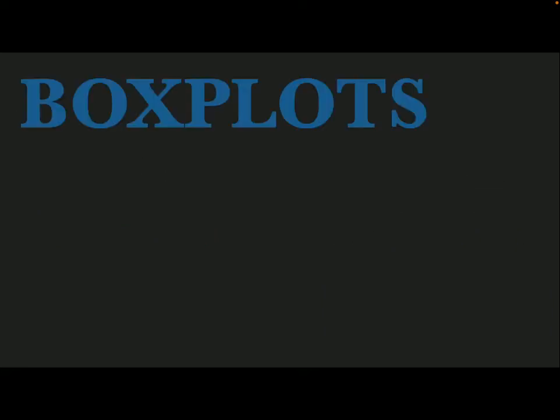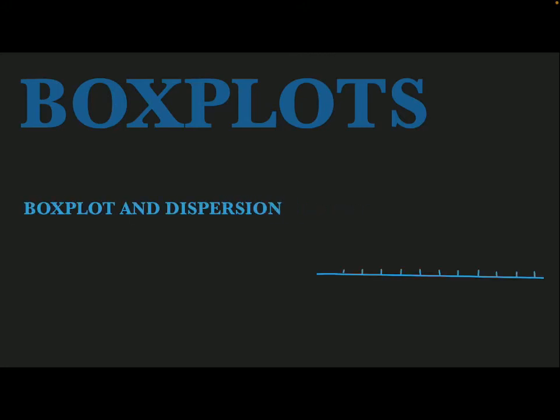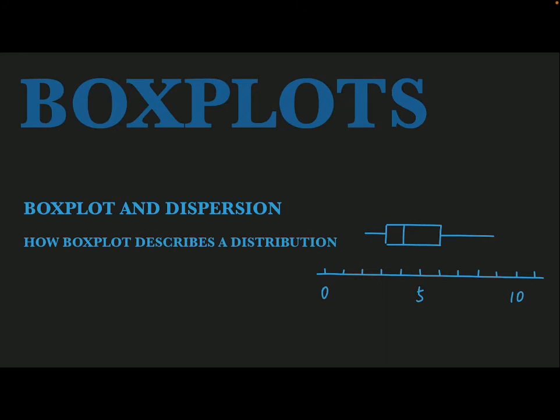In summary, today we discussed how a box plot relates to the dispersion of a distribution, and how it describes a distribution.